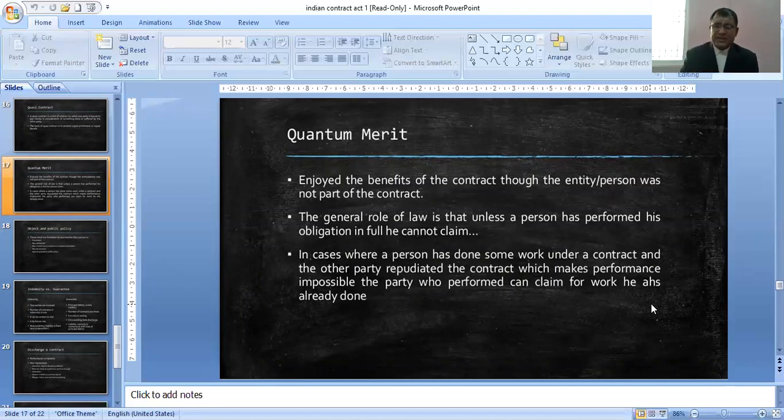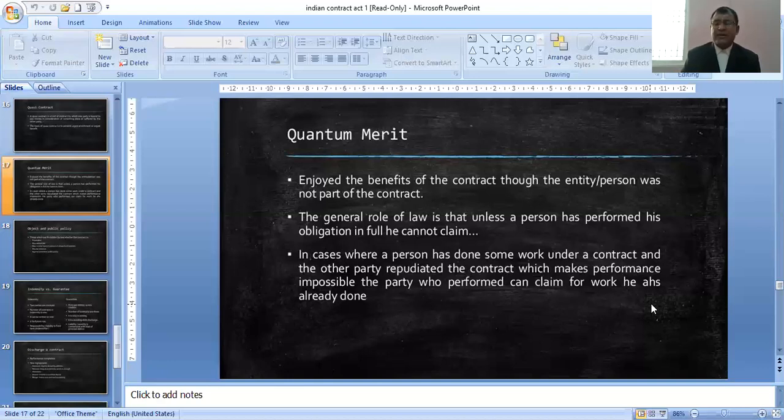Suppose one has to pay for the work done, having enjoyed the benefit of a contract, to an entity or person who was not a part of the contract. The general rule of law is that unless a person has performed his obligation in full, he cannot claim. In cases where a person has done some work under a contract and the other party repudiated the contract, which makes the performance impossible, the party who performed can claim for the work he has already done.